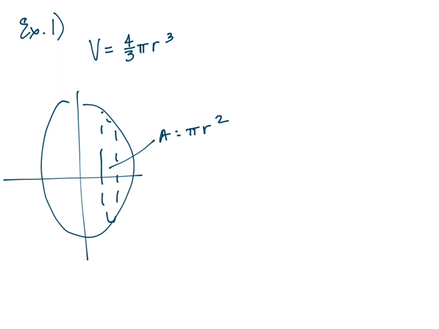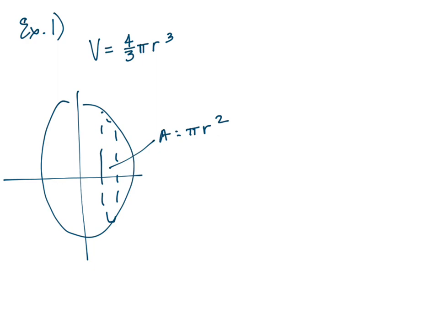For each piece or just one? Okay, so that's a great question. We need a function for the area. We know that in this case area is going to be pi r squared, but what's r? It's different. Okay, so he said it's different. Let's stop right there.